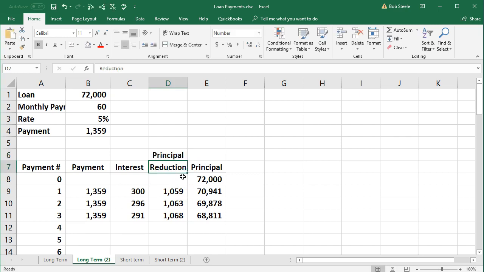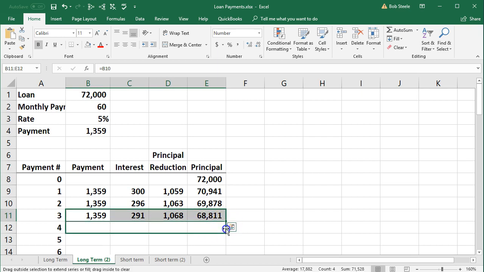Which I always spell wrong. Okay, so now I'm going to try to copy this down. I'm going to highlight these cells and see if we can autofill it down and see if Excel just does what we would like it to do. So I'll put my cursor on this item and drag it down.